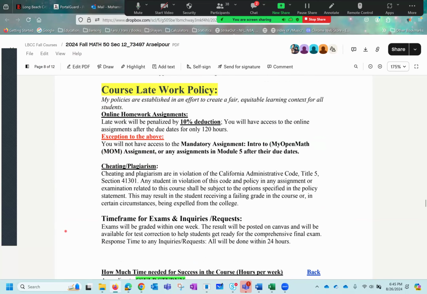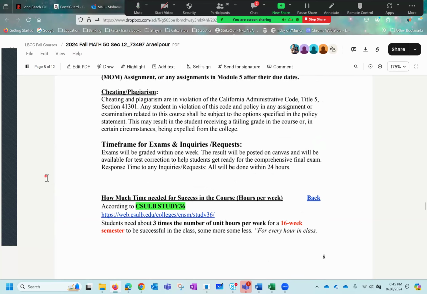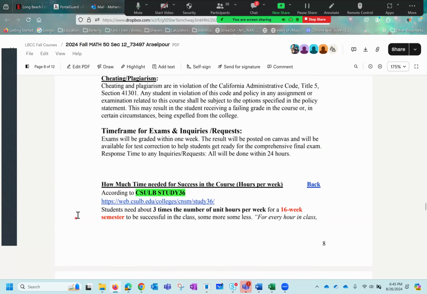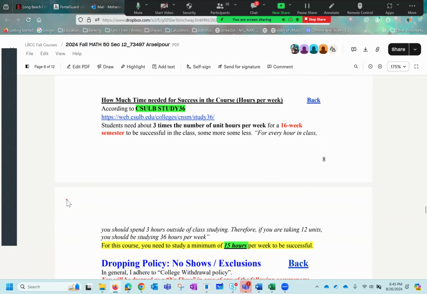Course late work. Some of the assignments that you may have, you may use a late pass, there's a 10% penalty. I suggest you don't do that because on a normal basis, those who use a late pass, they get behind, they can't catch up.